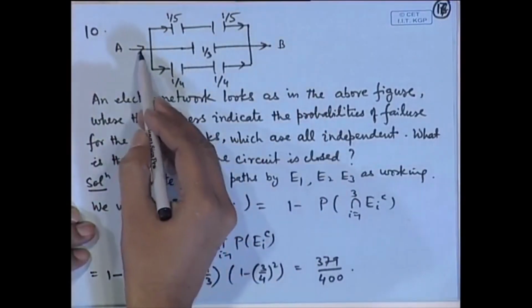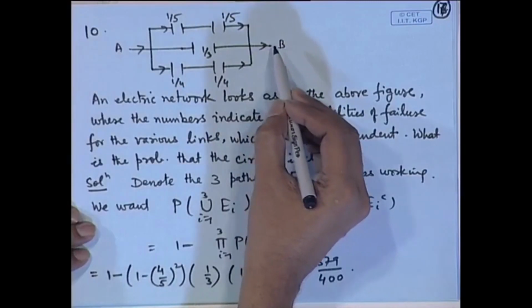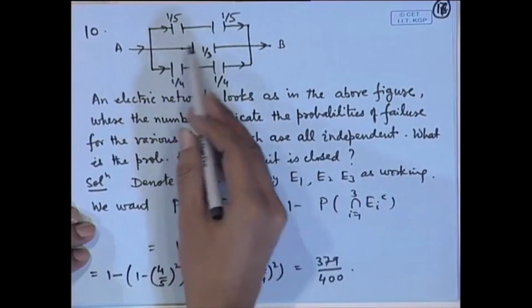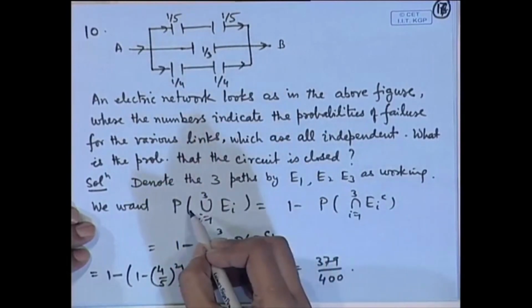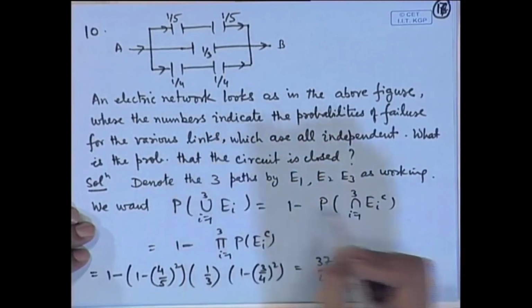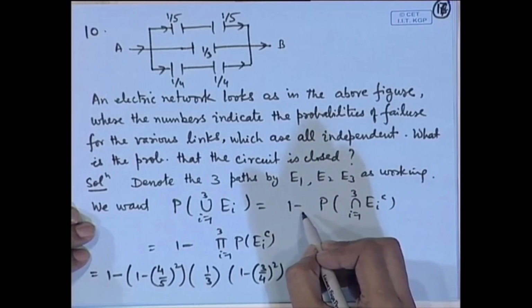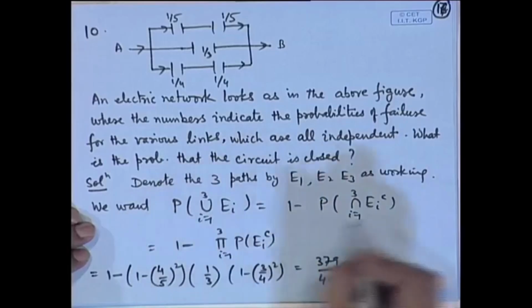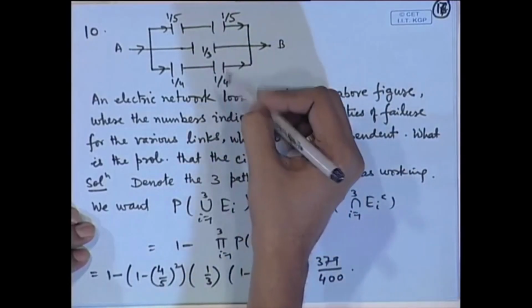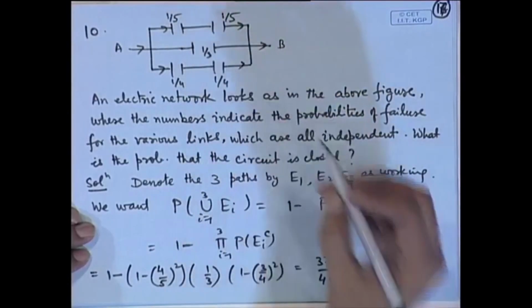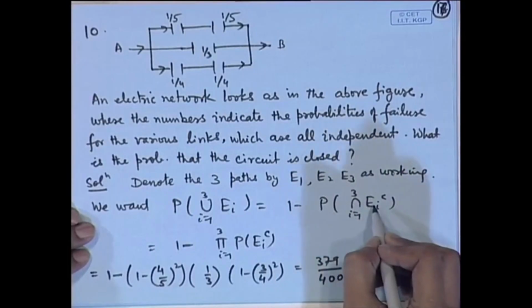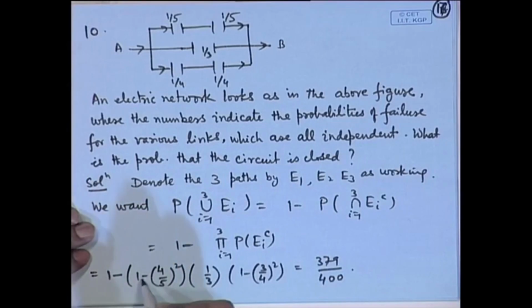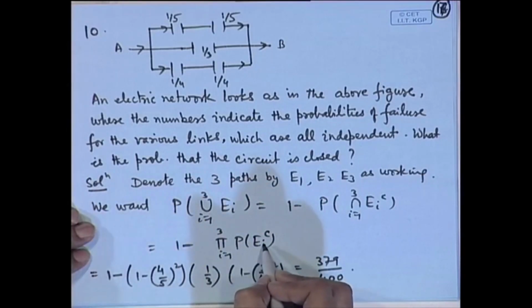What is the probability that the current is actually flowing from A to B? So, if we denote the 3 paths by E1, E2, E3, then it is the probability of the union of Ei, which is equal to 1 minus the probability of the intersection of Ei complement. Now, here each path is working independently, therefore, the probability of intersection becomes the product of the probabilities. Now, here it is 1 minus the probability of E1 complement.